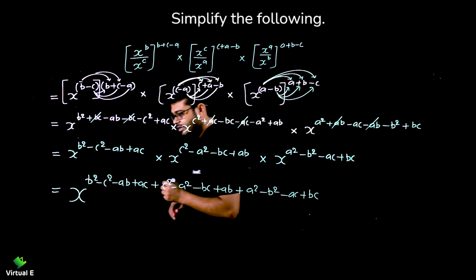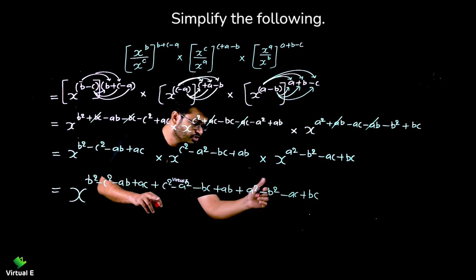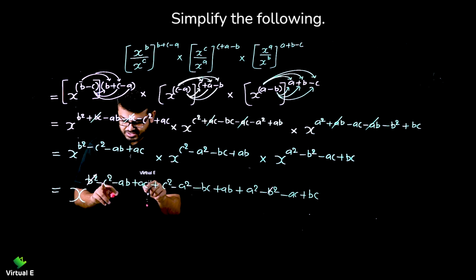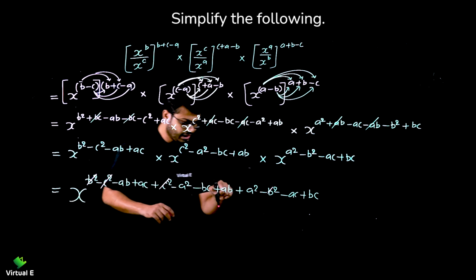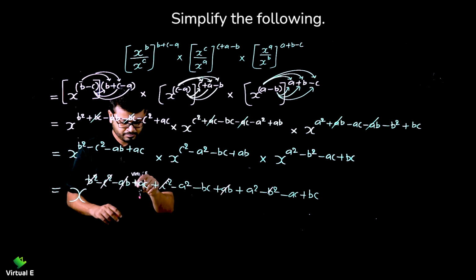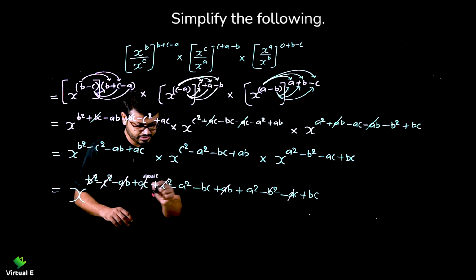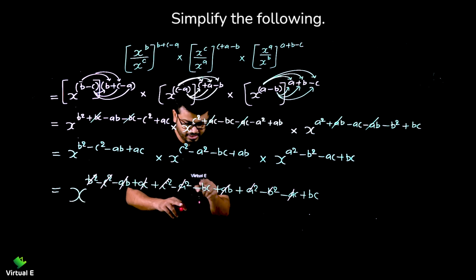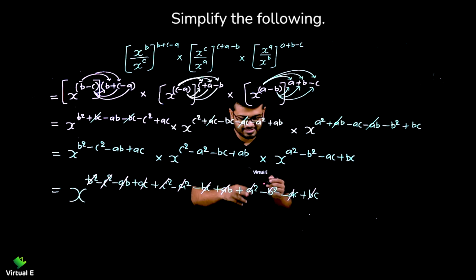Now let's see, can we do cancellation or not? Positive b square. Do we have negative b square? Yes. Done. Here c square minus c square and plus c square. Yes. Then minus ab and plus ab. Okay. Plus ac, and we want minus ac. Done. Minus a square and plus a square. Okay. Minus bc and plus bc. Done. So I think all terms are being cancelled, right?